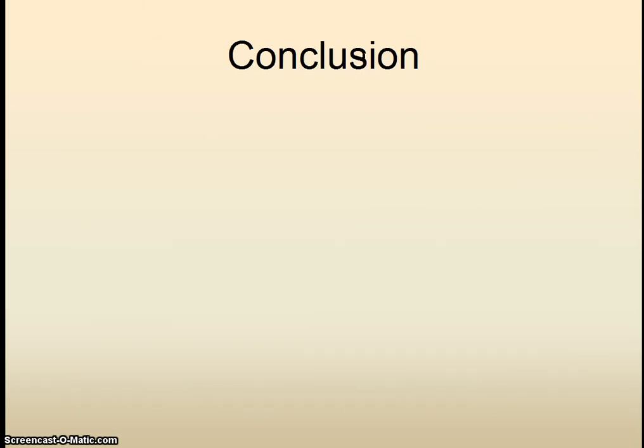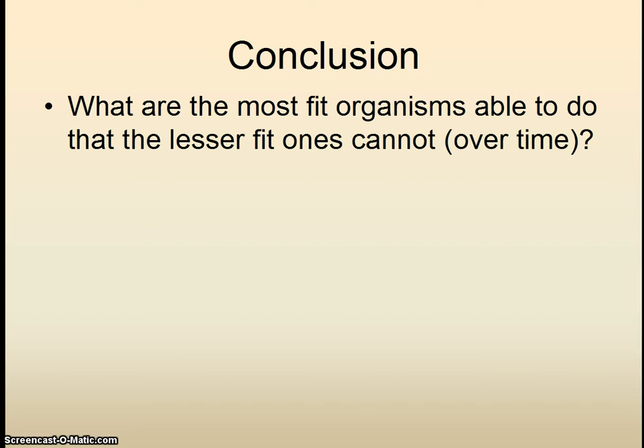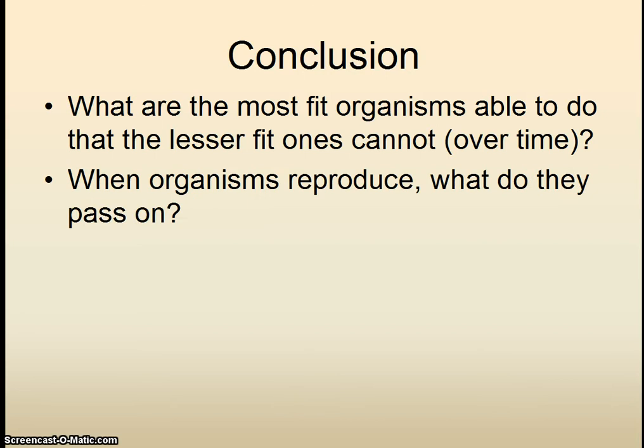All right, let's start to wrap things up just a little bit here. So just to review, what are the most fit organisms able to do that the lesser fit ones cannot over the course of their lives? Well, the answer is reproduction. They're able to reproduce more, and they're able to pass on those genes that produce those adaptations that made them so fit. And then if we look here, when organisms reproduce, what do they pass on? Well, I just said this to you. They're passing on their DNA. They're passing on the genes that made them so fit.